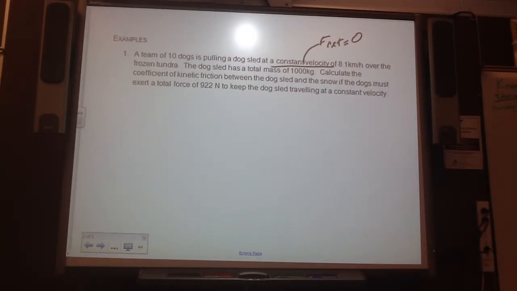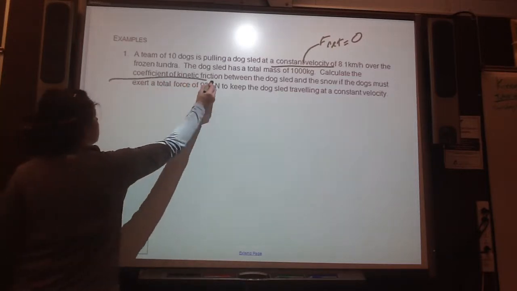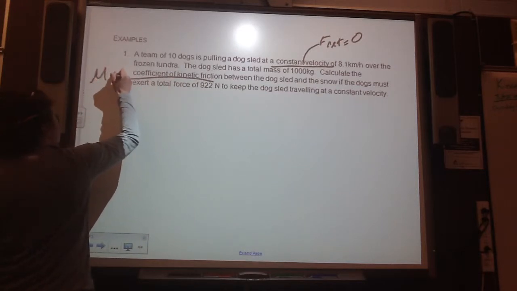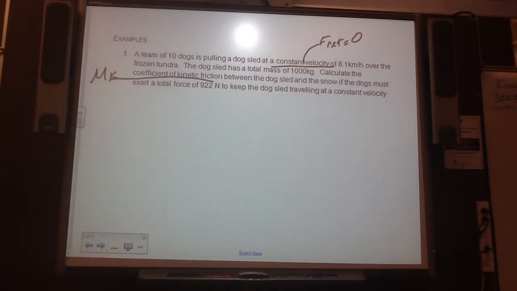A constant velocity of 8.1 kilometers per hour over the frozen tundra. The dog sled has a total mass of 1,000 kilograms. Calculate the coefficient of kinetic friction, so that would be mu K, between the dog sled and the snow if the dogs must exert a total force of 922 newtons to keep the dog sled traveling. Okay, lots of information going on here, so let's draw a free body diagram to kind of conceptualize everything.